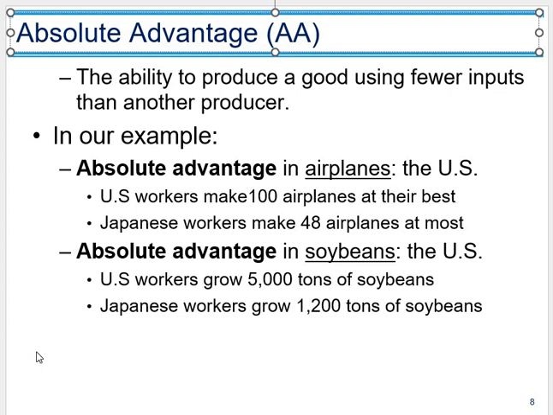Now think about soybean production: who needs fewer costs, just fewer inputs? Consider the US, the whole economy can grow 5,000 tons of soybeans, while the Japanese economy could only produce 1,200 tons at their best. So it is obvious, according to the definition, that when speaking of soybean production, the US also has an absolute advantage.